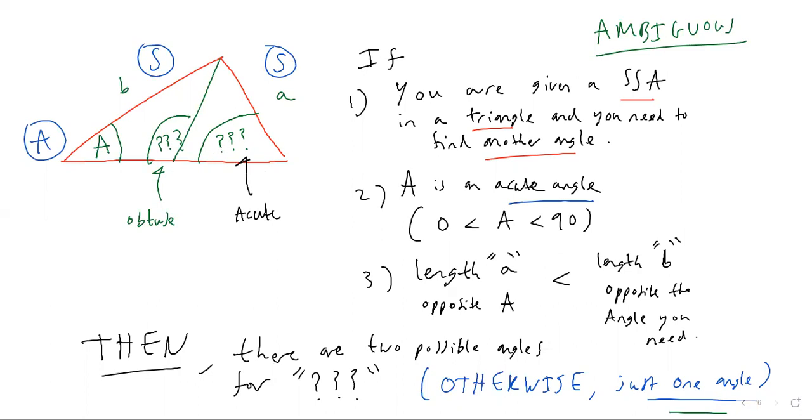So that's a summary of how you can determine if the angle that you want to calculate is actually ambiguous and could be two possible values.